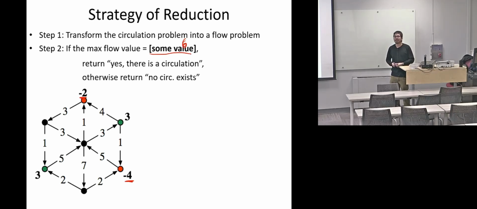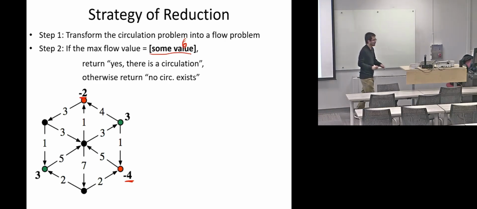Could the source be connected to all of the people that give, and the sink could be connected to all of the people that take? Yeah, just connect all the source, create the super source, connect it to all the supply guys. And the demand guy, just connect to the super sink.